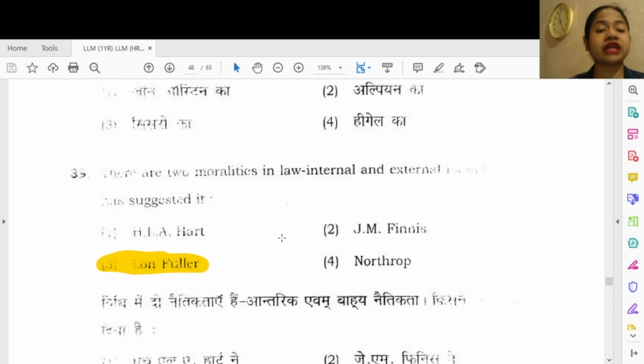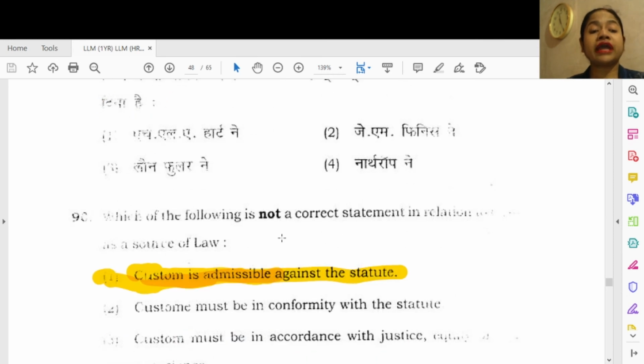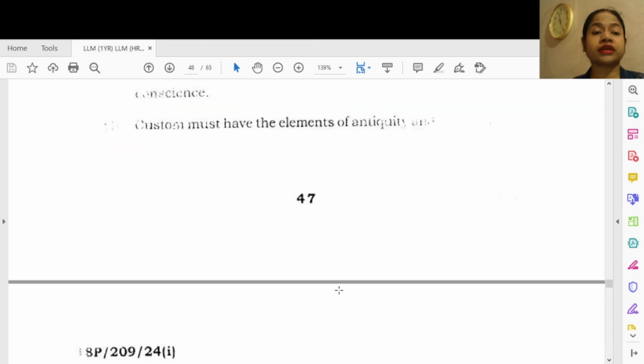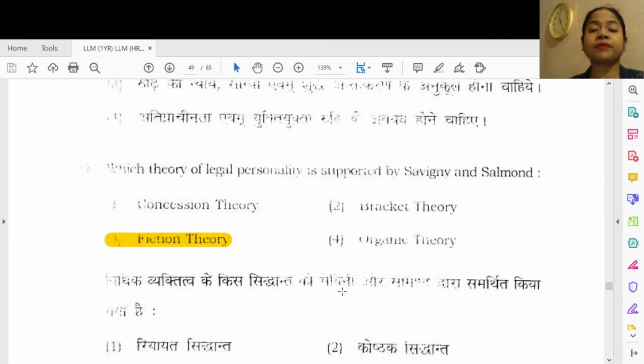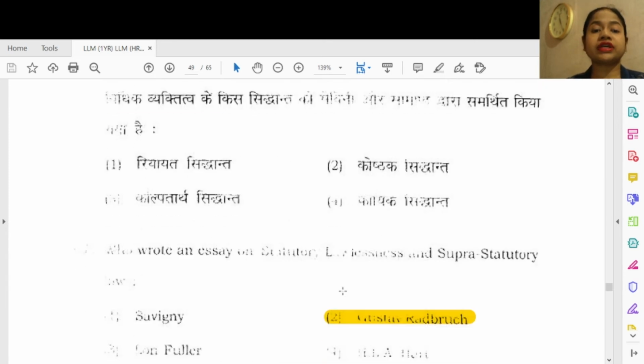This has been 89 and this is 90. Which of the following is not a correct statement in relation to the source of law? Custom as a source of law. So the correct option is option number 1, custom is admissible against a statute. This is not correct. Then the next question, 91, which theory of legal personality is supported by Savigny and Salmond? This is option number 3, fiction theory. Fiction theory of legal personality has been supported by both Savigny and Salmond.